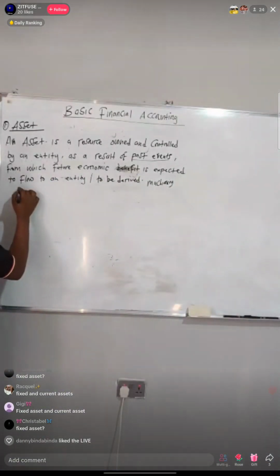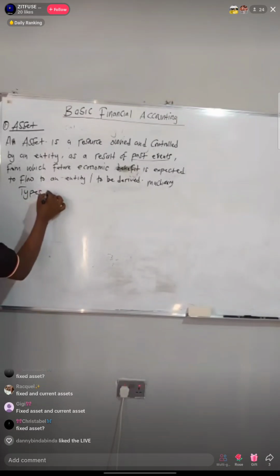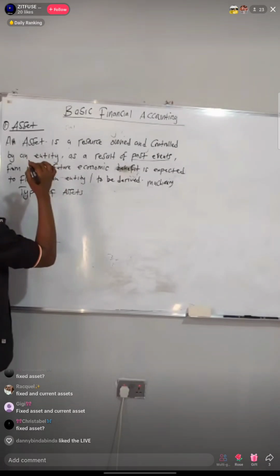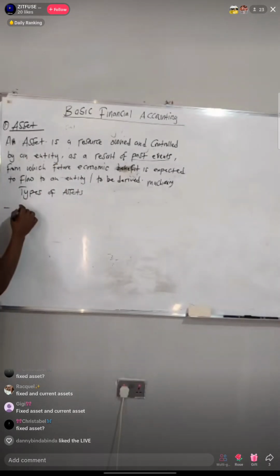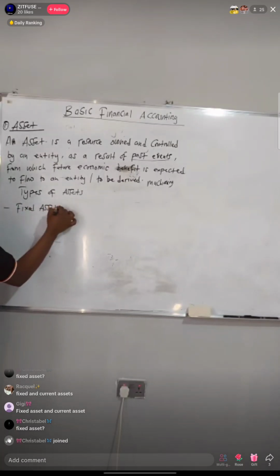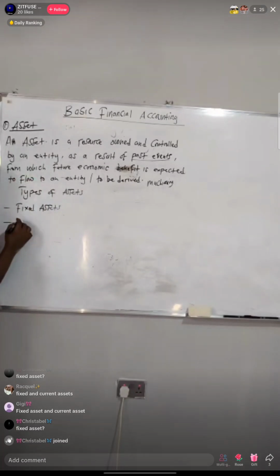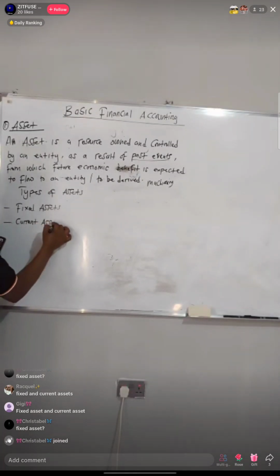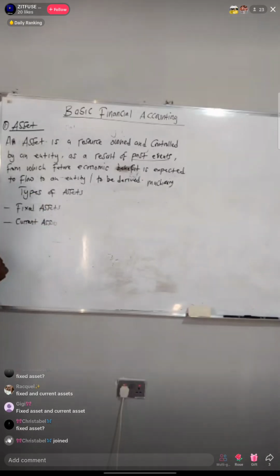So when it comes to assets, we're saying we have types of assets. Under types of assets, we have what we call fixed assets. We also have current assets. So this is correct: fixed assets, and we also have current assets.